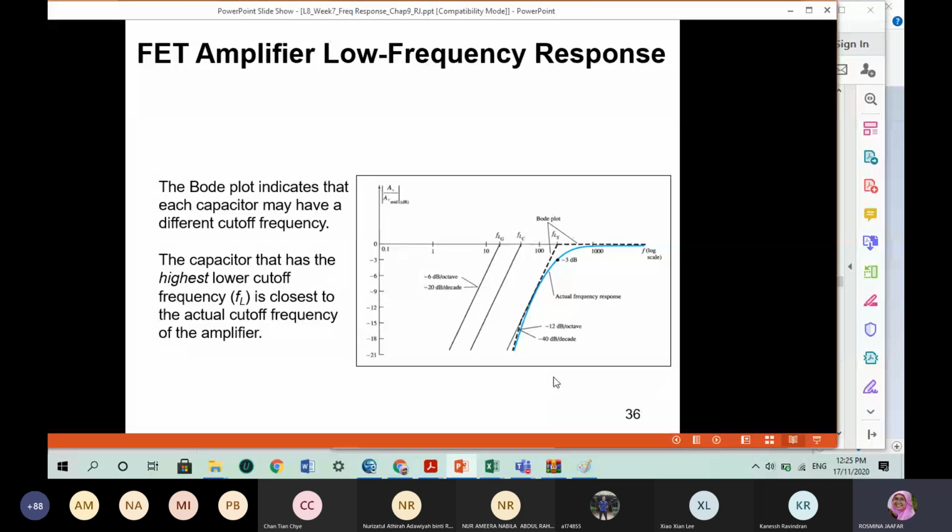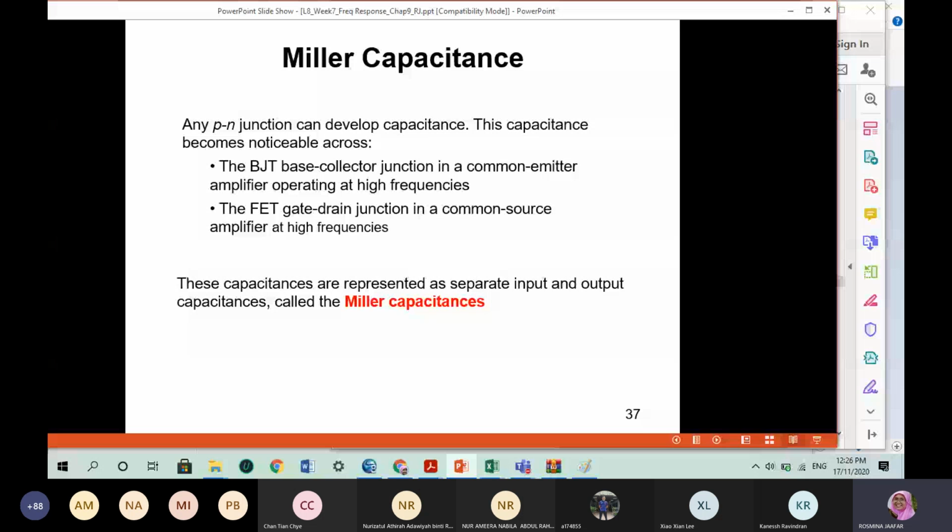Next to the coupling capacitor, you will have Miller capacitance. A Miller capacitor is actually the hidden capacitance within the FET. And this Miller capacitance is due to the presence of a PN junction. Any PN junction can develop capacitance.